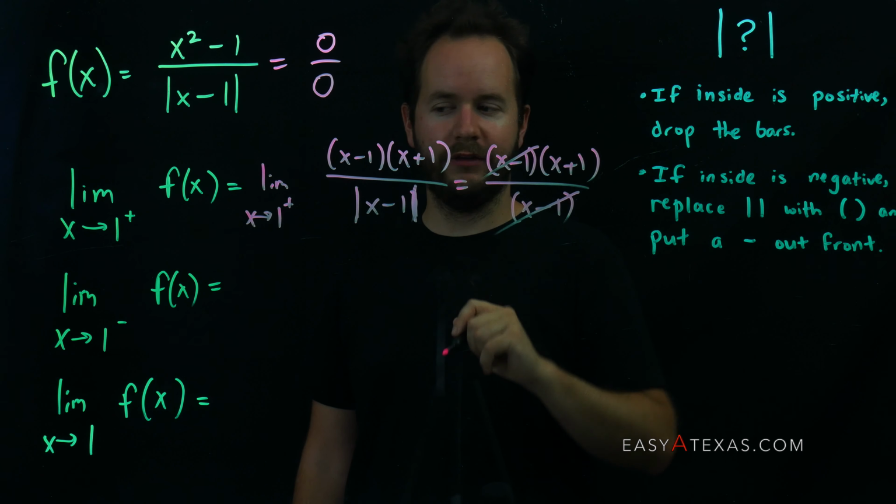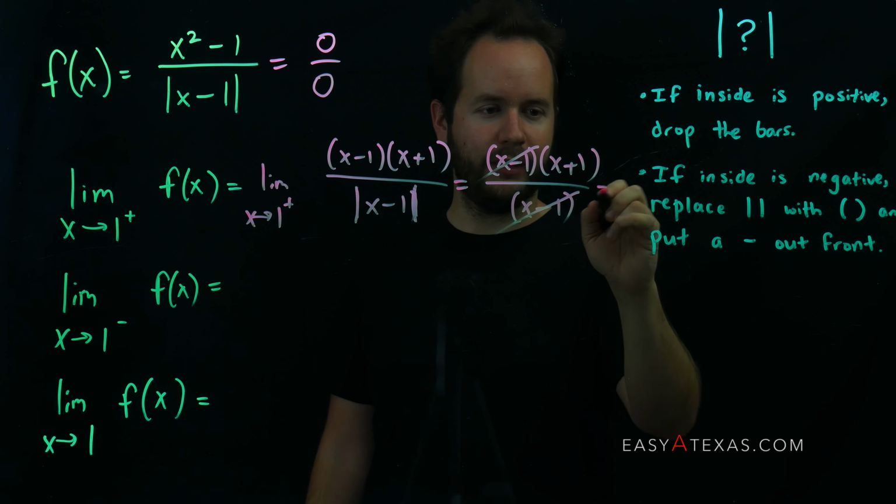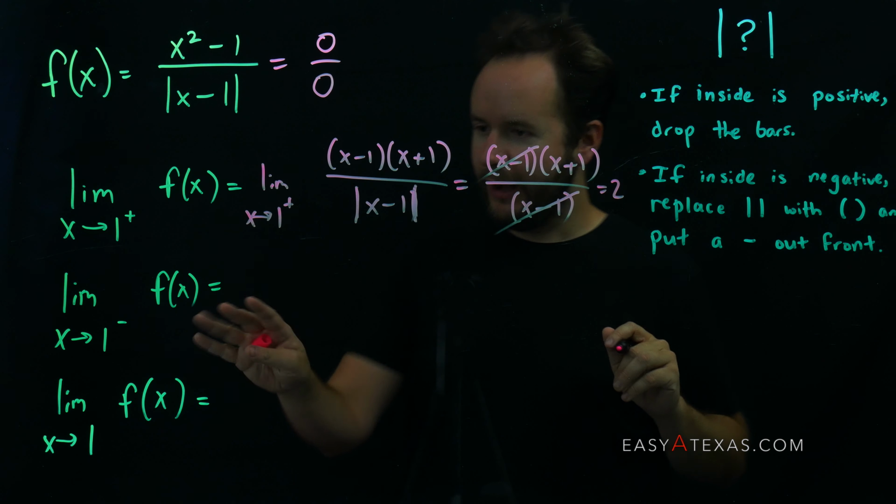So the x minus 1's cancel. Now I'm going to safely plug in 1. So when I plug in 1, I get 1 plus 1 is 2. Great. Now how about this limit?